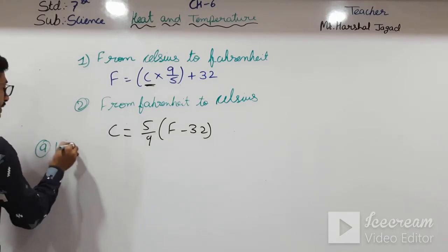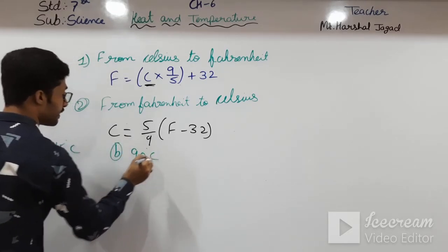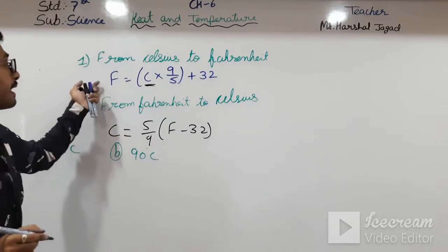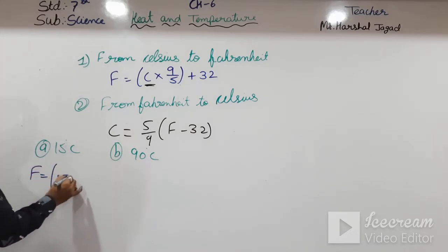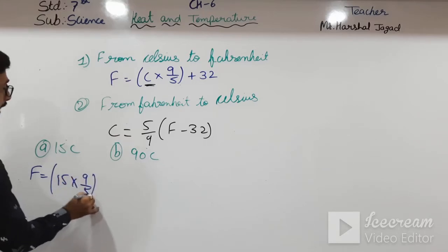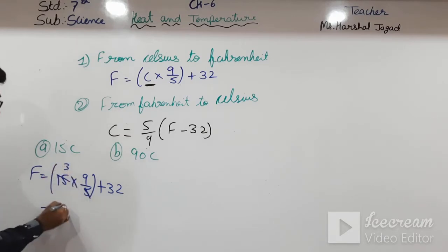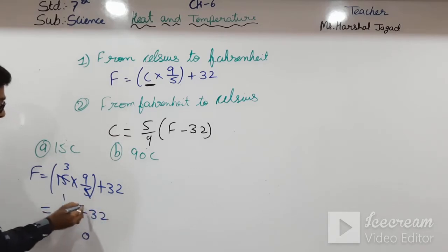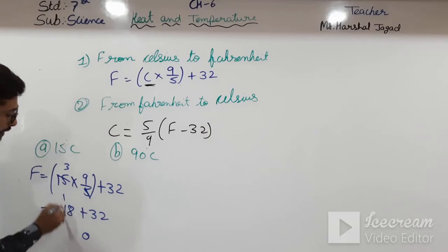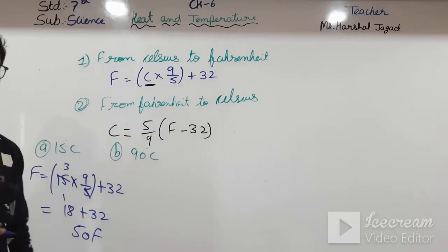Okay students, see here there is example 1 given, for A, 15 degree Celsius, and B, 90 degree Celsius. So let us find the Fahrenheit. F is equal to 15 into 9 by 5 plus 32. 5 3s are 15, 9 3s are 27... 3 times 9 is 27, giving 27 plus 32, which is 59... the answer to part A is 50 Fahrenheit. 15 degree Celsius is equal to 50 Fahrenheit.